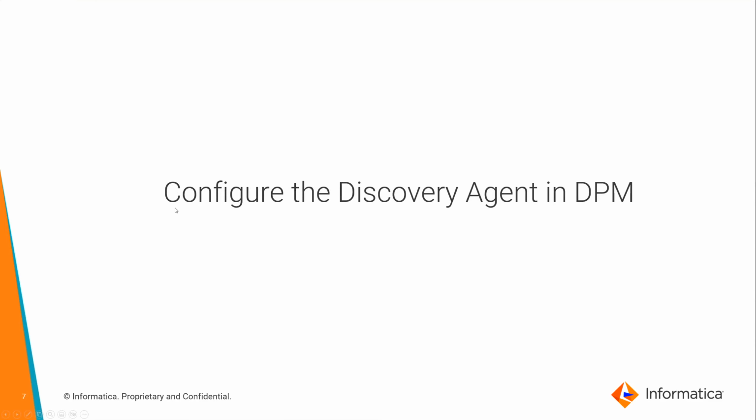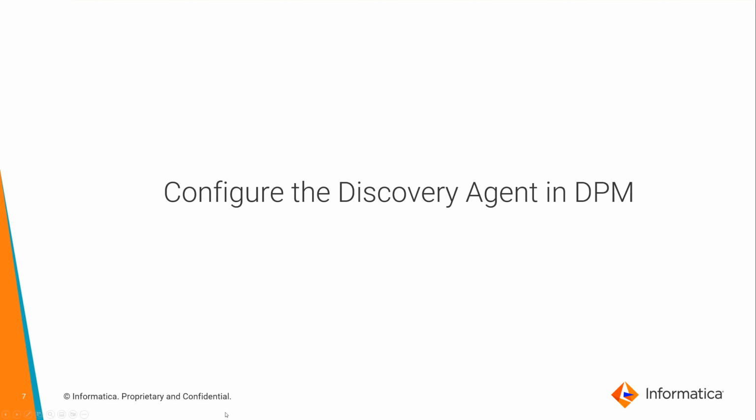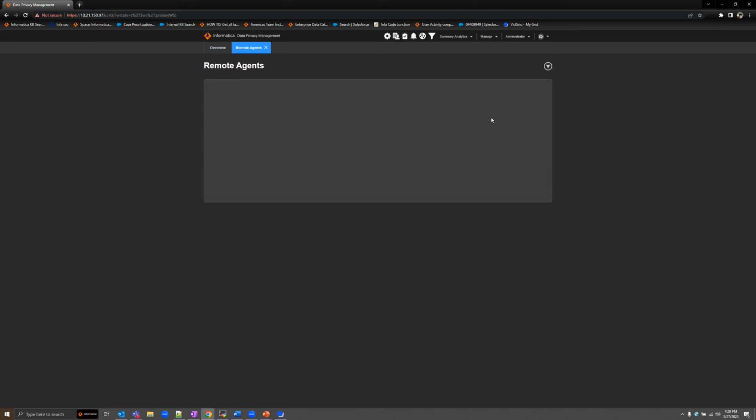Once this is completed, we need to configure the discovery agent in the DPM service. I'm going to the DPM service right now. Here, to configure the remote agent, we go to Manage Remote Agent. Remote agents are synonymously used with discovery agents. We go to Remote Agents, go to Add New. For our discover domain cases and subject registry scans, for both use cases, we will be using the subject registry agent.